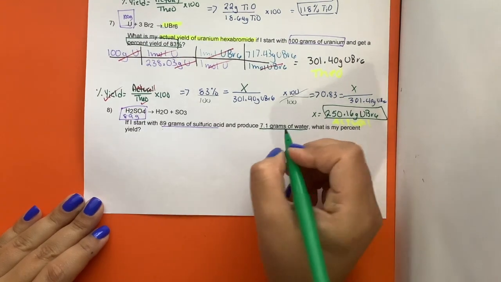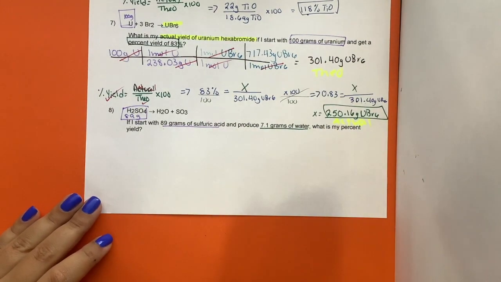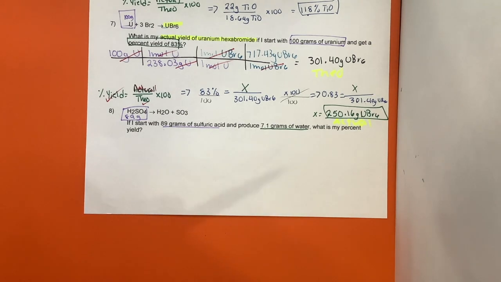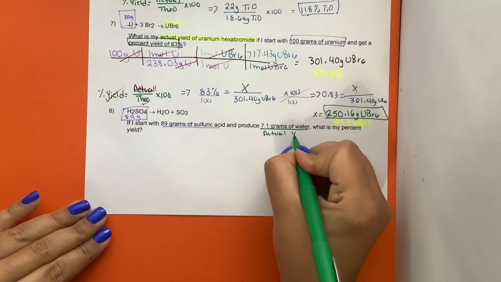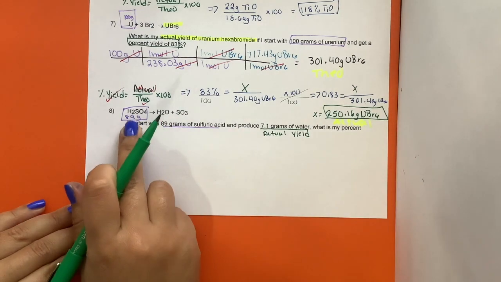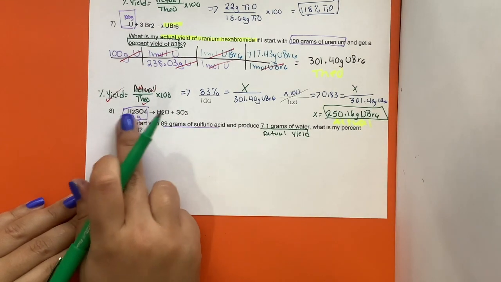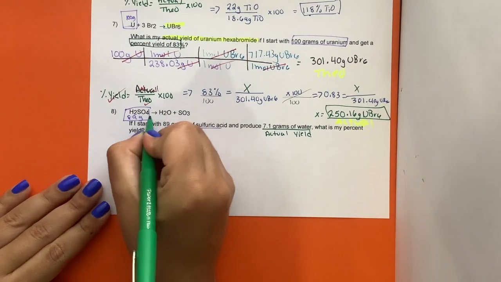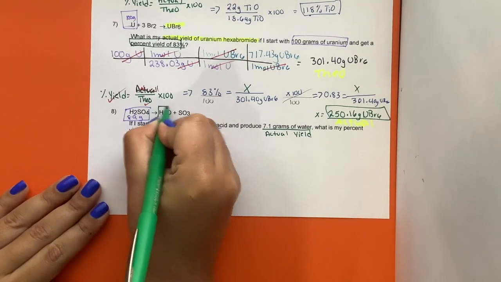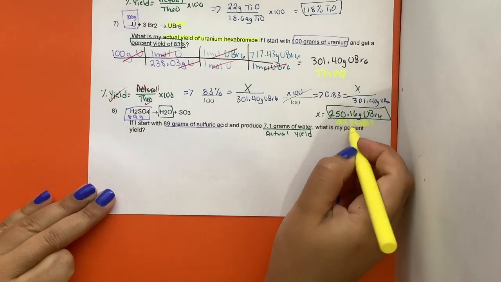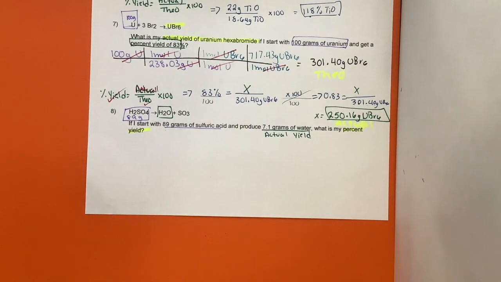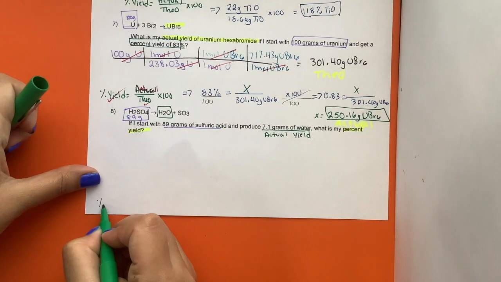Okay, so if we produce 7.1 grams of water, would that be my actual yield or my theoretical yield? Okay, that's going to be my actual yield, not my theoretical. My theoretical, I'm going to calculate it using this 89 grams. So they gave me the actual yield for water. That means that I'm going to have to figure out the theoretical yield for water. And the question is asking us for percent yield.